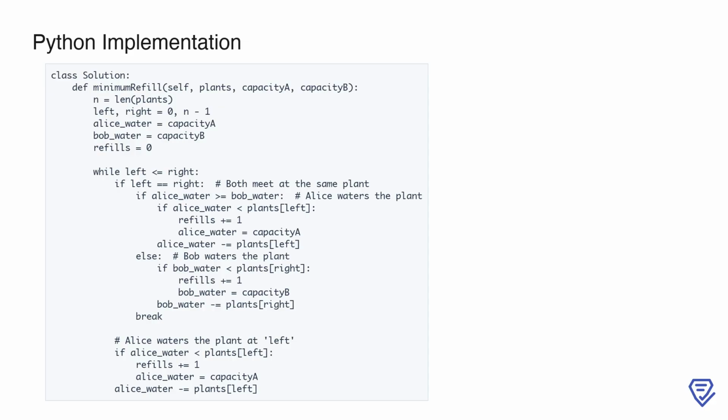Now, for the general case when Alice is watering the plant at the left index, if her water level is less than the plant's requirement, she refills her can, and we increment the refills counter.